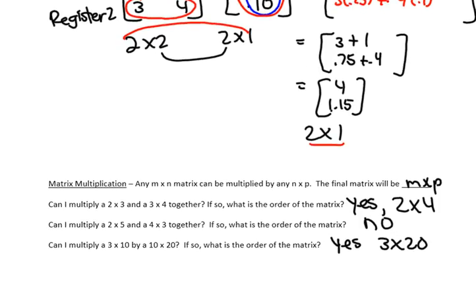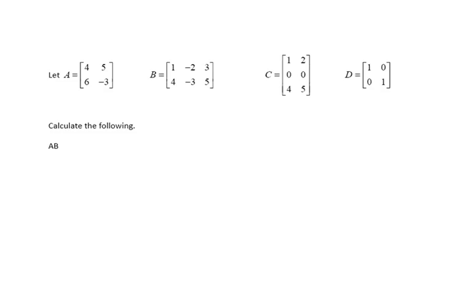All right, so let's go to the next page then. So I'm given these 4 matrices. I want to be able to calculate the following for this. All right, so A times B. So what I would suggest first is to go ahead and write them out.